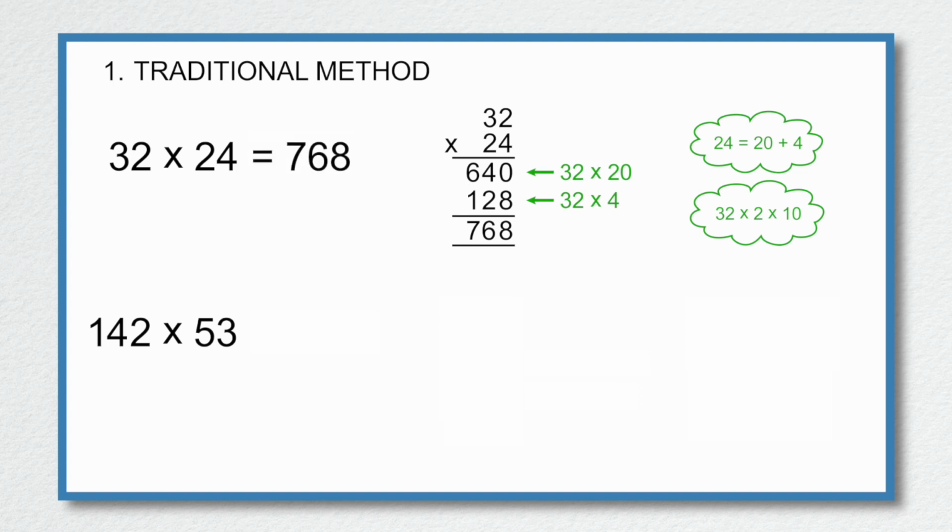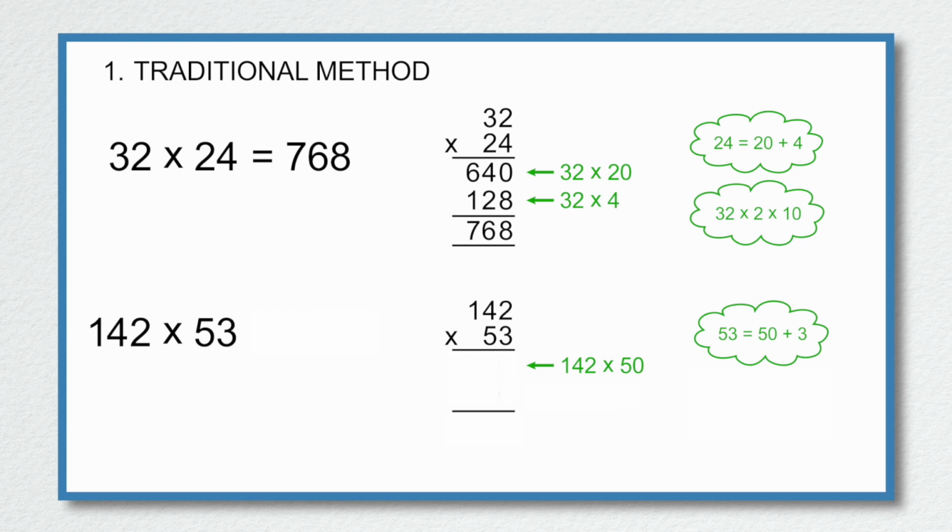Now let's do 142 multiplied by 53. The approach is exactly the same. We just happen to be multiplying a 3-digit number this time. The number that we're going to be doing the multiplying with, which is 53, think of that as 50 add 3. And we're now going to do 2 calculations. 142 multiplied by 50 and 142 multiplied by 3. So let's do the 142 multiplied by 50.